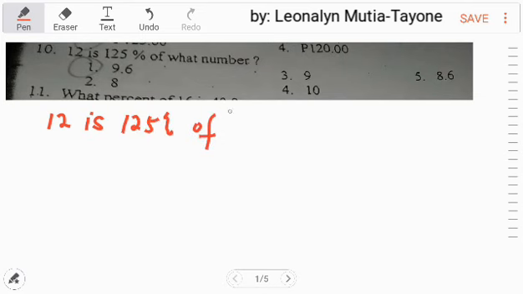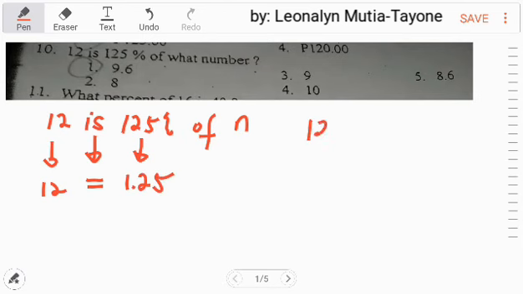125% of what number? Let n be that number. 12, kopyahin lang natin si 12. Ang "is", equal yan siya. 125% is equivalent to 1.25, kasi para mag-cancel out tayo ng percent sign, dapat mag-divide tayo ng 100%. So, 125% divided by 100%, and that is 1.25. Ang "of" ay equivalent ng multiplication yan, and n.